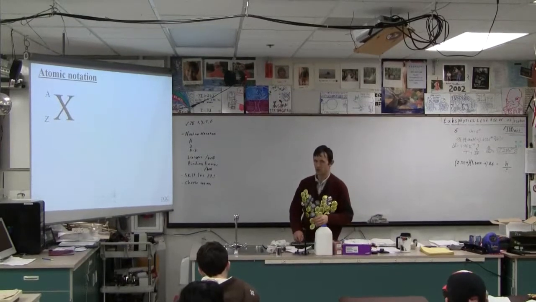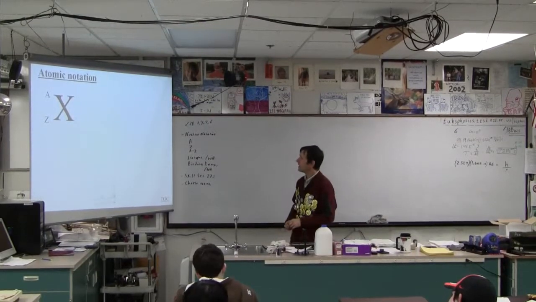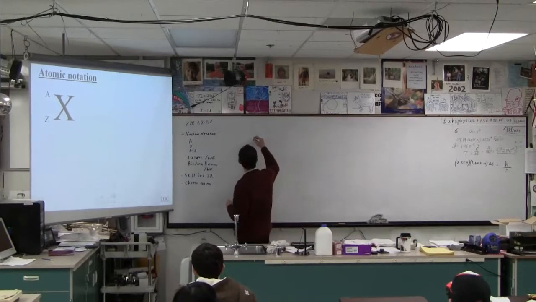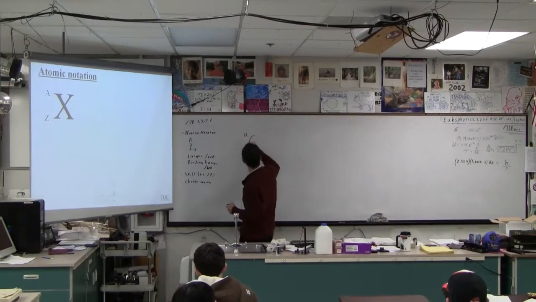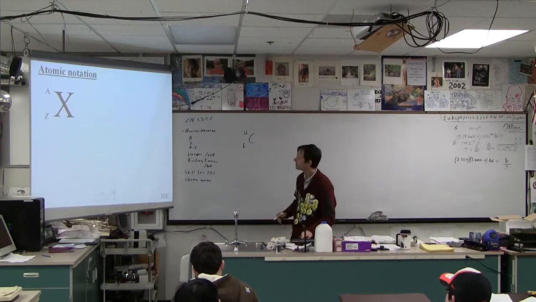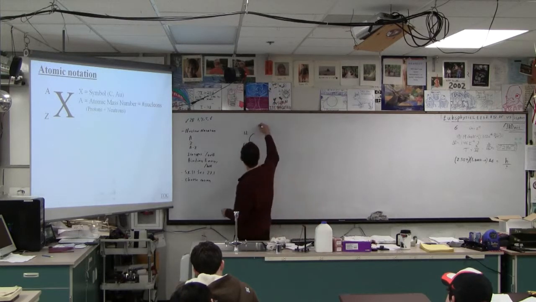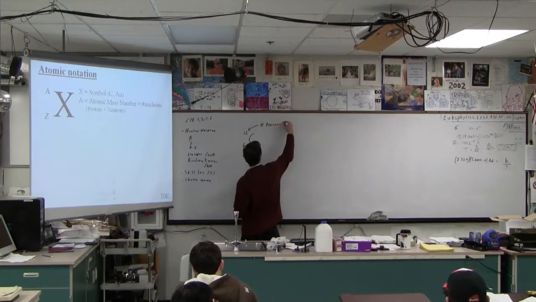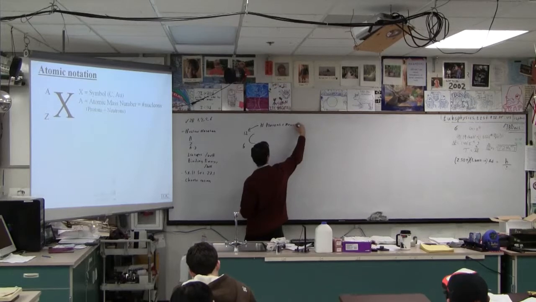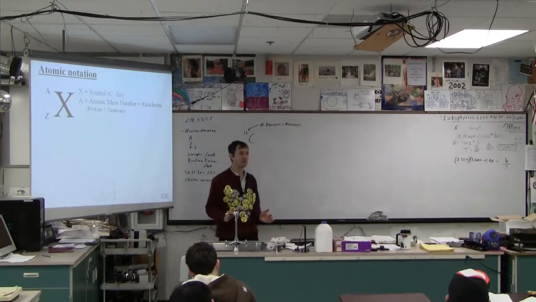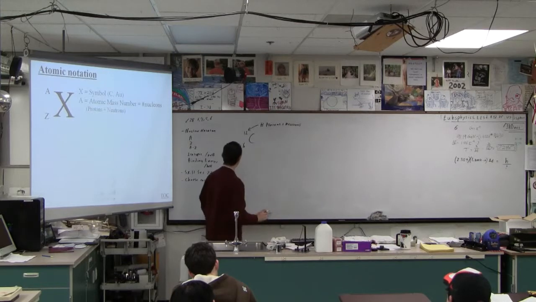I think you've got this on your little note guide, don't you? Yeah. So A is the mass number. If we've got carbon-12, that's the mass number. This is the number of protons plus neutrons. So that's the mass number. These are all, by the way, integers. They're always just an integer.